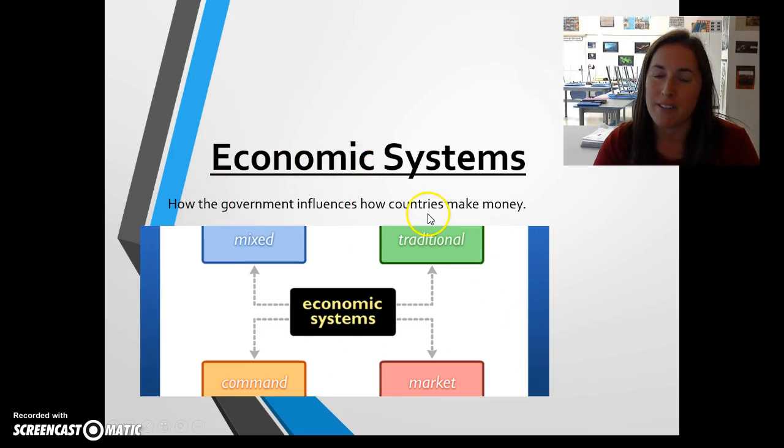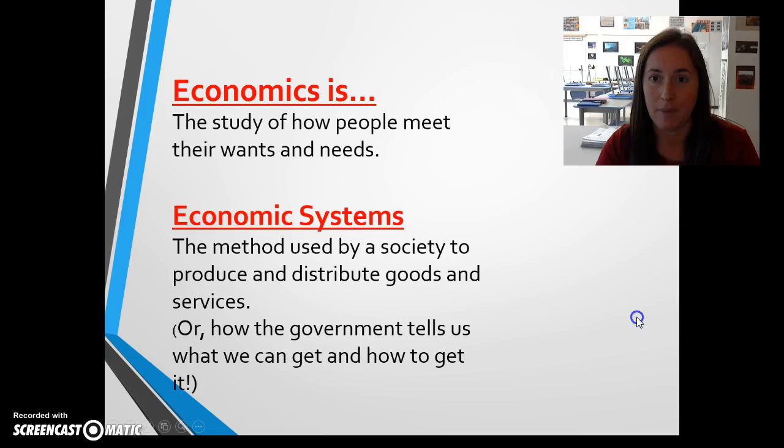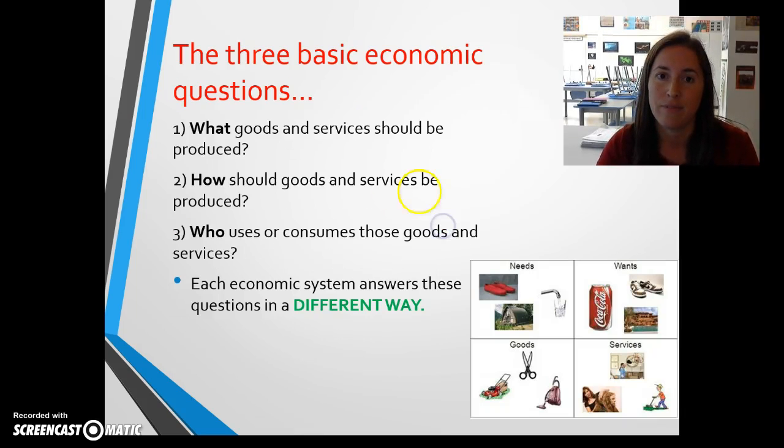So economic systems are how the government influences how countries make money. Economics is the study of how people meet their wants and their needs. An economic system is a method used by society to produce and distribute goods and services. In other words, it's basically how the government tells us what we can get and how to get it.